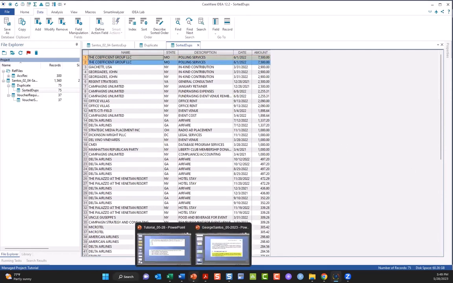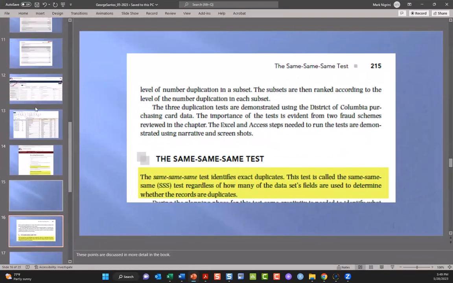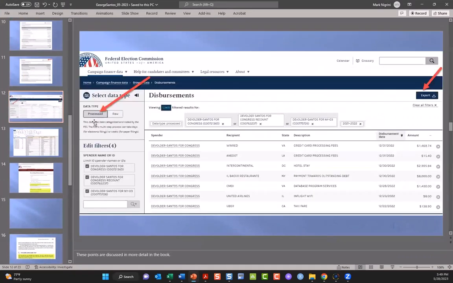And I just remind you that what's happened here is the data that I looked at was process data. There it is. So they have taken out any obvious duplicates where it's simply entered twice.